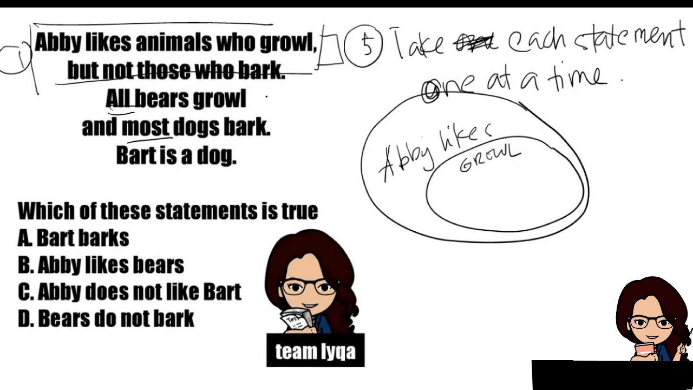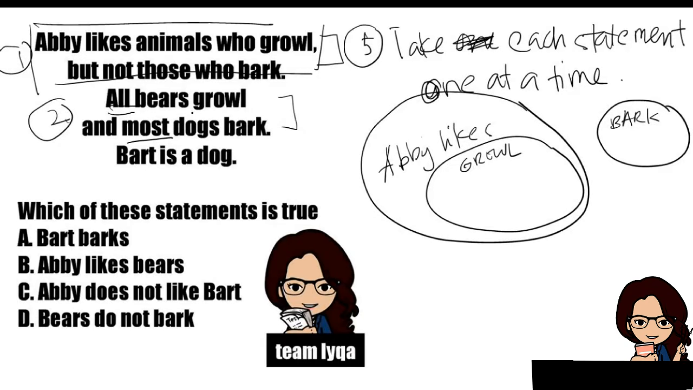Sabi, but not those who bark. So, kung ito yung bilog ng mga bagay na gusto niya, animals who bark are outside. Make sense? Again ha? Kasi ang gusto niya lang, ang pasok lang sa circle ng kanyang quality ay yung nag-growl. Yung bark, hindi niya gusto. Okay. After we draw yan, we can move on to the next statement. This is the next statement. Number 2, all bears growl and most dogs bark.